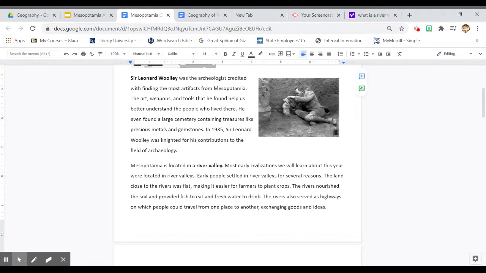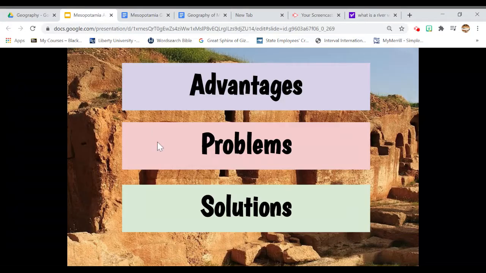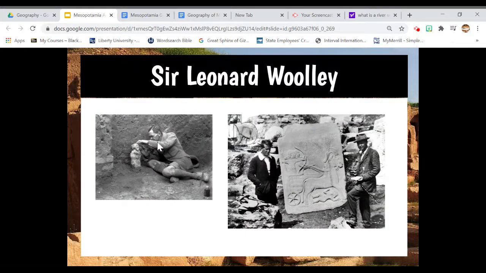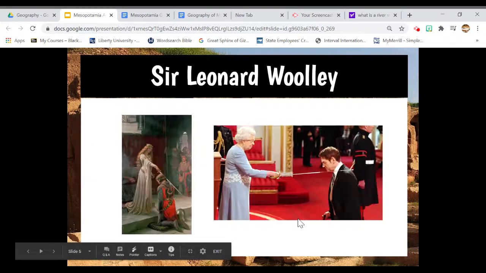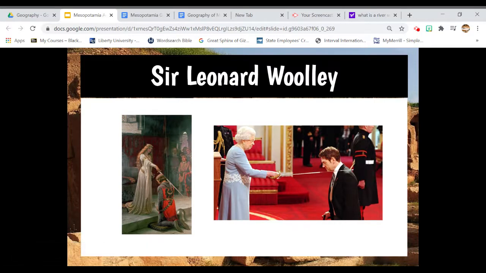The art, weapons, and tools that he found help us better understand the people who lived there. He even found a large cemetery containing treasures like precious metals and gemstones. In 1935, Sir Leonard Woolley was knighted for his contribution to the field of archaeology. I wanted to show you some pictures of Sir Leonard Woolley and some amazing tablets and Mesopotamian objects that he uncovered. I thought it was really cool when I read that he was knighted.